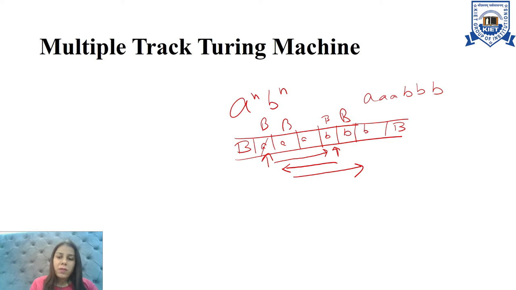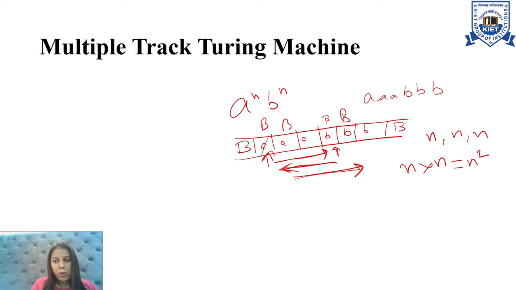So when we are making these moves, what are we actually doing? We are on the first symbol. We are moving ahead by n symbols. Then again we are coming back by n symbols. Then we are moving n symbols. Likewise we are making n cross n movements. So a total of n square movements, and we can say there is a time complexity of O(n²).